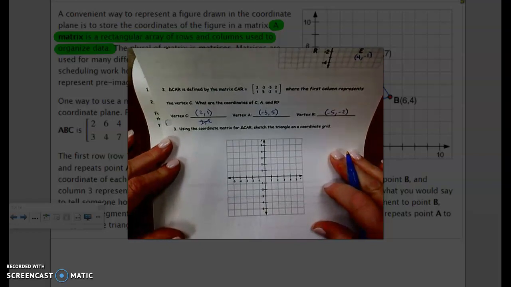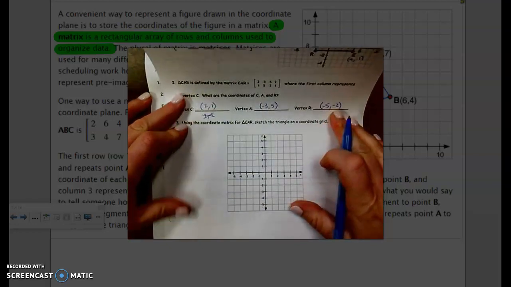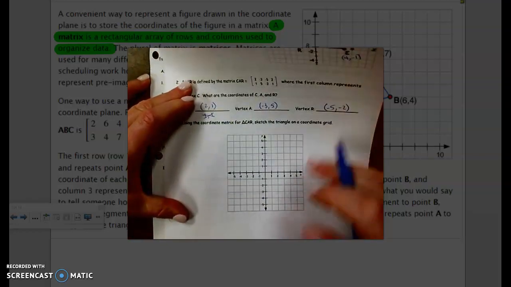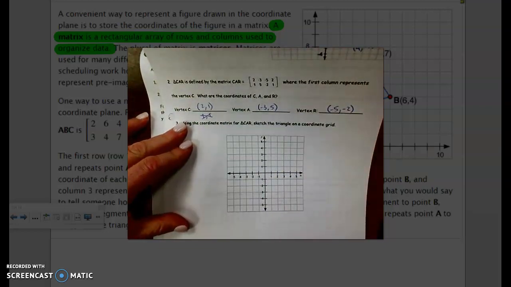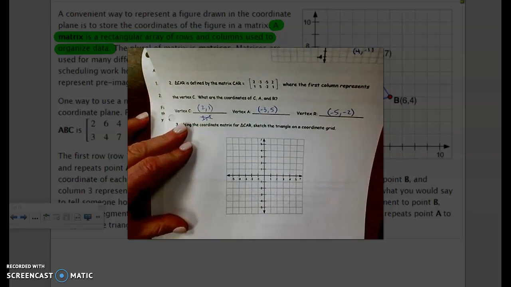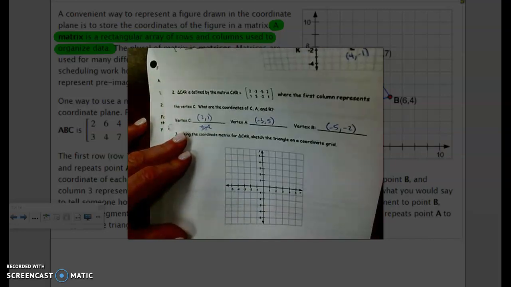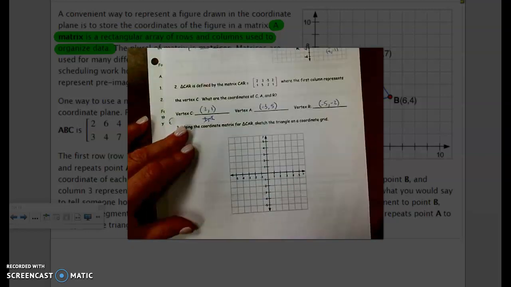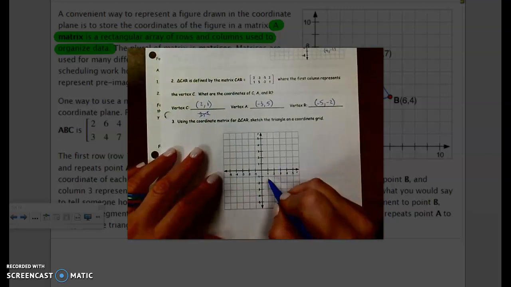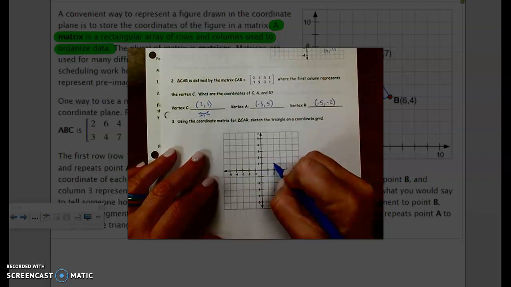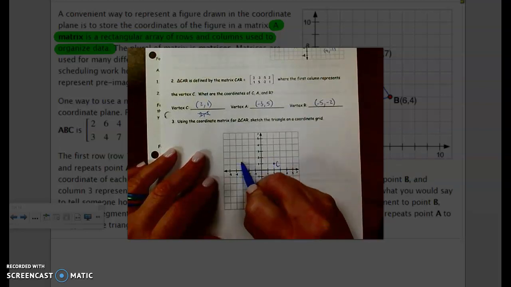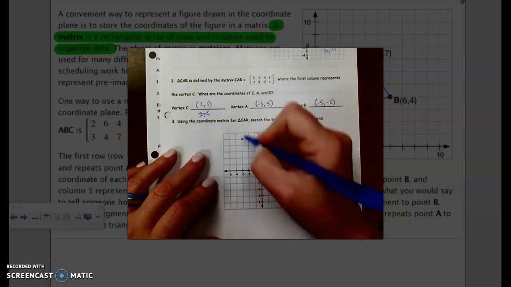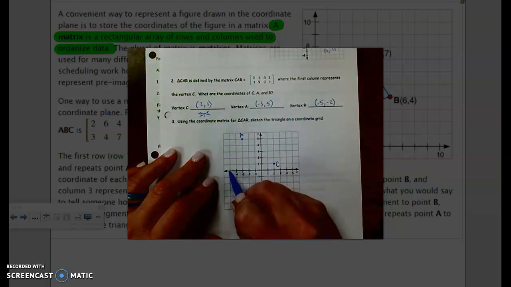So on our grid down here, we're just going to use those coordinates to actually graph that triangle. So we're going to go to 2, 1. I'm going to move this so I have a little bit of room. Sorry, guys. So 2, 1 is vertex C, and I'm going to label that with capital C. -3, 5 gives me vertex A, and -5, -2 gives me vertex R.